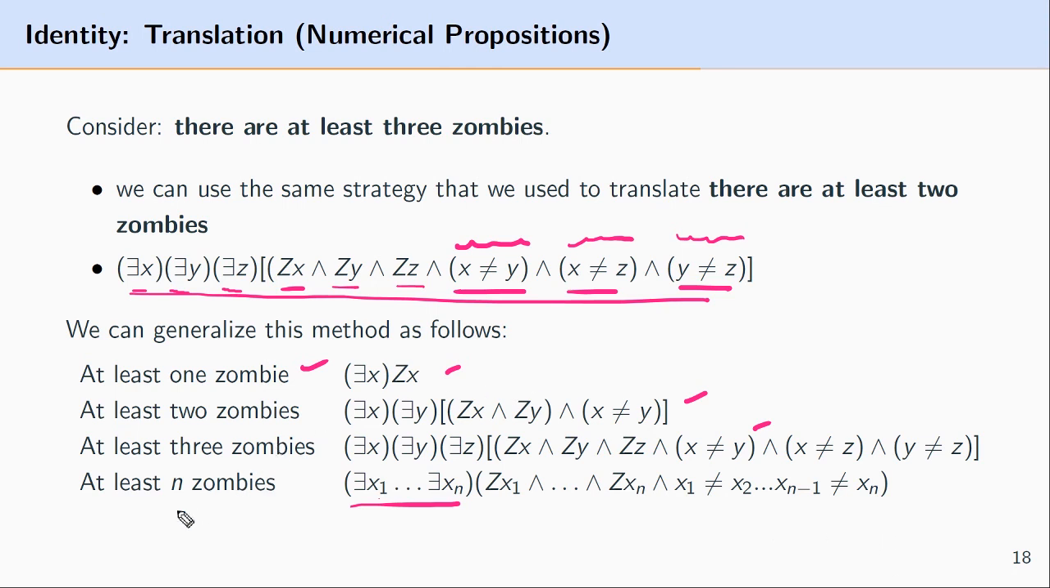So if we wanted to say there are at least, let's say, 17 zombies, we would need 17 existential quantifiers, up to x sub 17, and then just proceed to write out Zx sub 1, Zx sub 2 for each one of these bound variables, and then make sure the items that we are talking about are not the same by using the not equal sign with respect to each one of the bound variables.